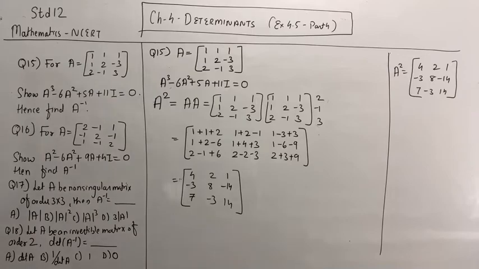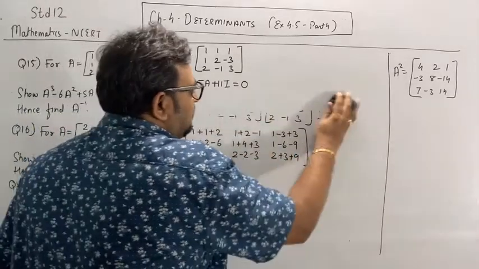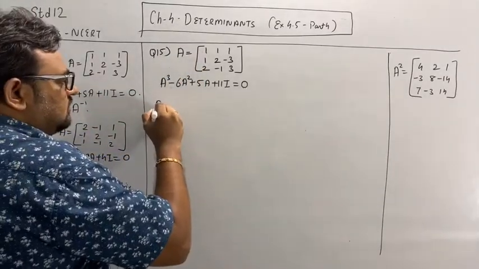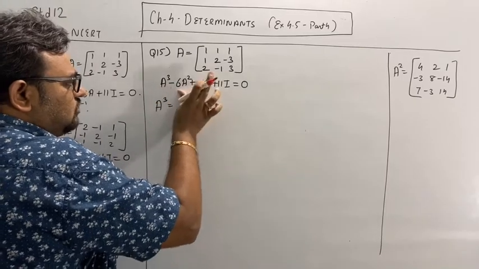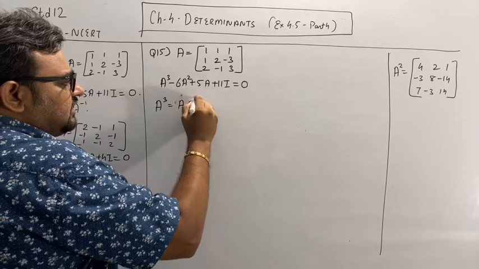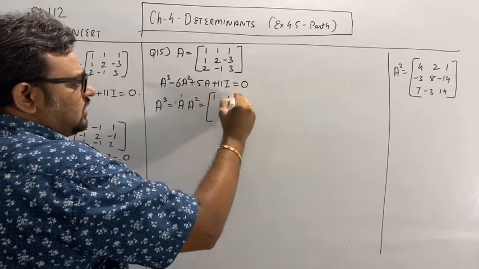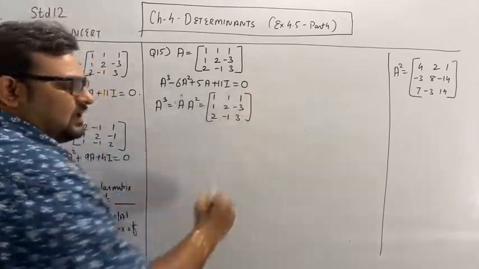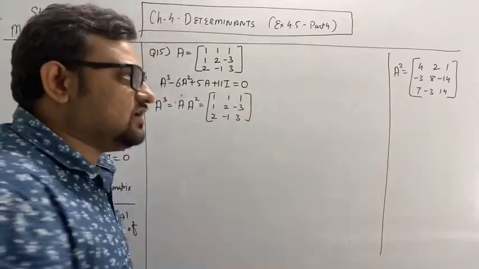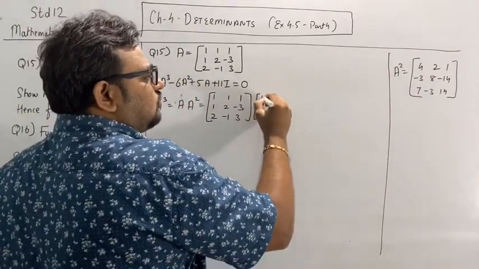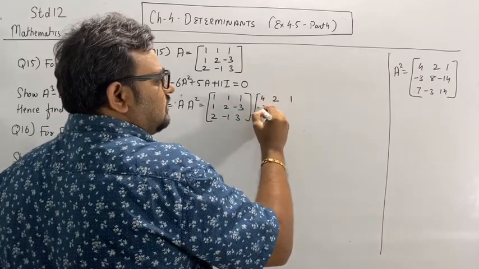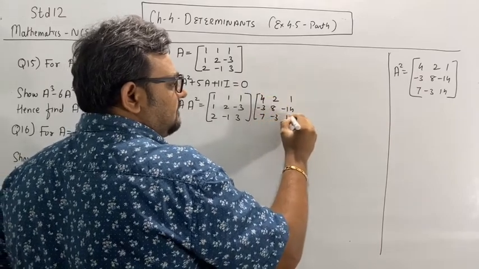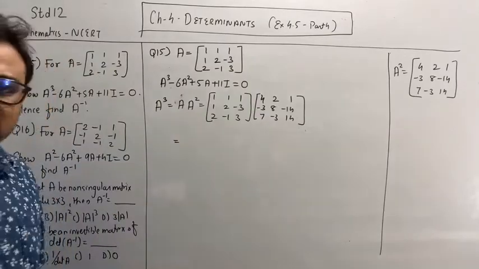Okay, now let's see A cube. Let's find out the value of A cube. A cube equals A into A square. So what is A? 1 1 1, 1 2 minus 3, 2 minus 1 3. And the value of A square, which we had already found in the earlier step, 4 2 1, minus 3 8 minus 14, 7 minus 3 plus 14. Okay, so now let's multiply it.